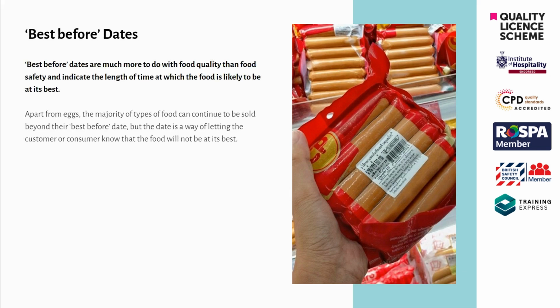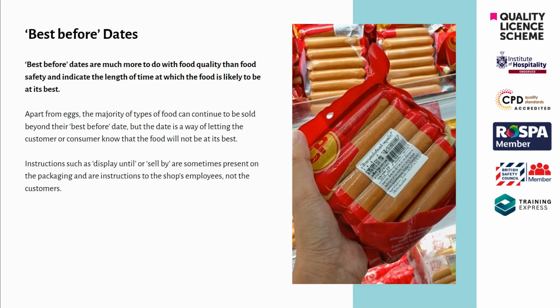Best before dates. Best before dates are much more to do with food quality than food safety and indicate the length of time at which the food is likely to be at its best. Apart from eggs, the majority of types of food can continue to be sold beyond their best before date, but the date is a way of letting the customer or consumer know that the food will not be at its best. Instructions such as display until or sell by are sometimes present on the packaging and are instructions to the shop's employees, not the customers.